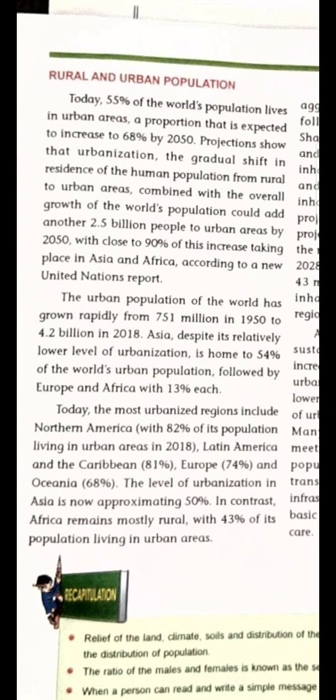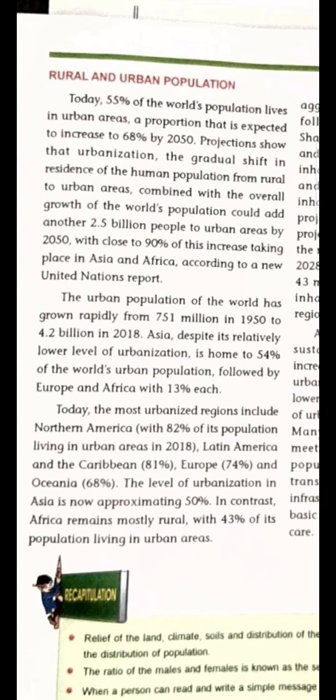People are migrating towards the urban areas mostly because of employment facilities and to have a luxurious way of life, or a better living. They are migrating from the rural areas to the urban areas. The urban population of the world has grown rapidly from 751 million in 1950 to 4.2 billion in 2018.